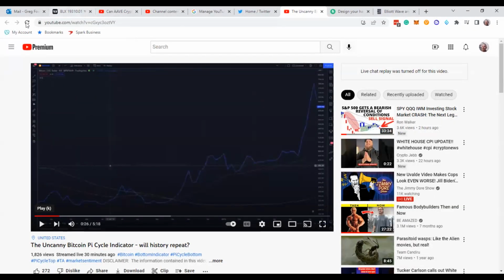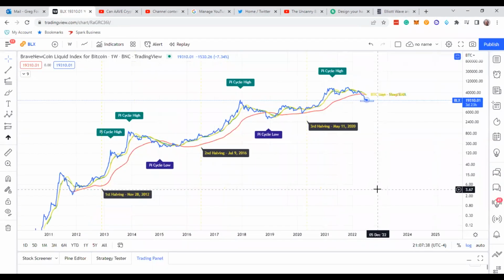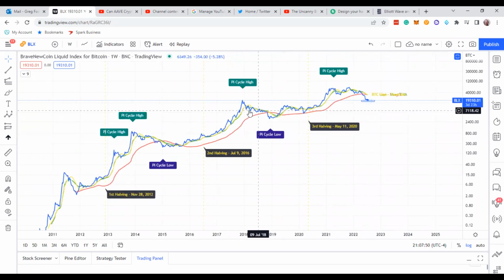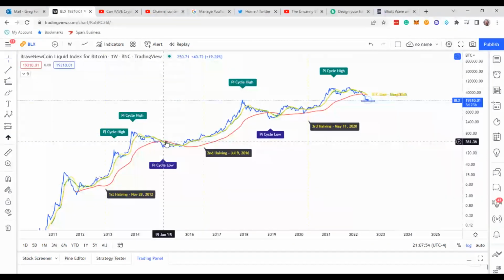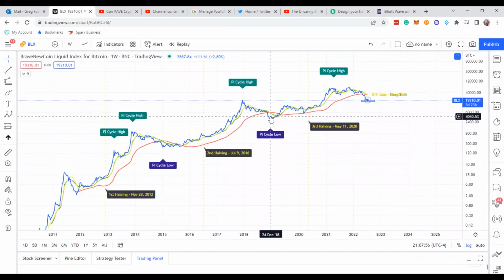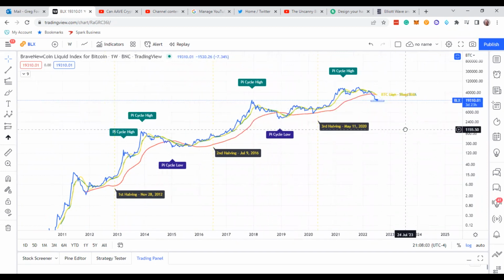Anyhow, I wanted to show something here to you. I couldn't find the one that he had. He actually has one where it already says that it crossed. The one that I have here is giving a warning that it's coming into a cross. But if you look at the pi cycle low and what the indicator is doing here, it is fairly accurate, guys. It seems to be fairly accurate.